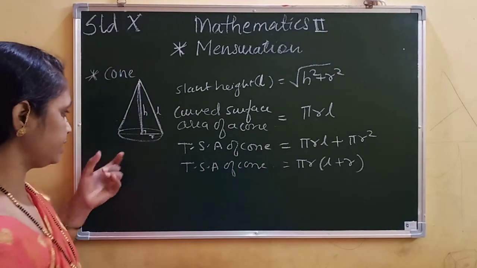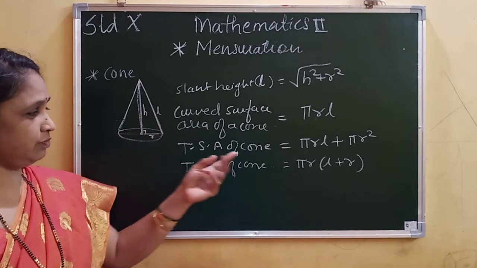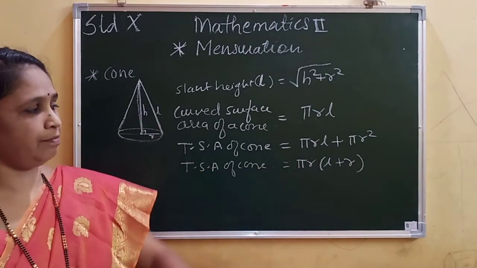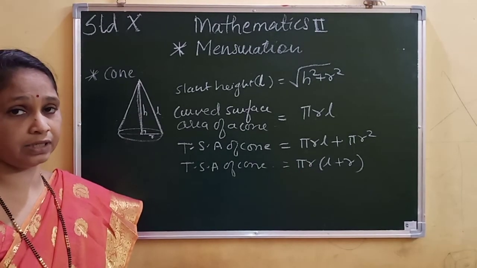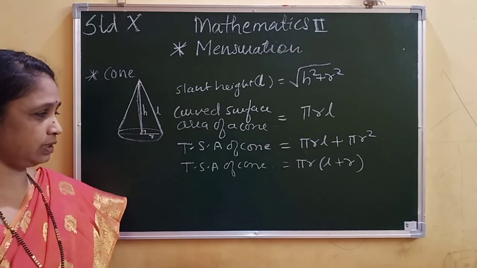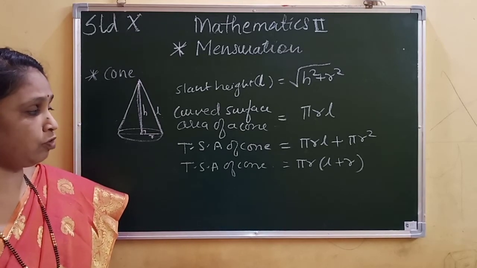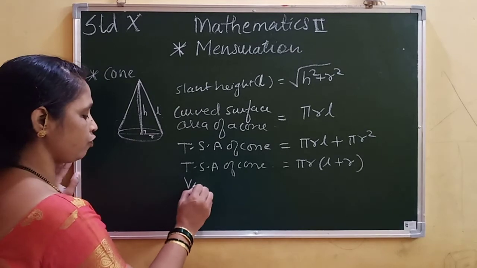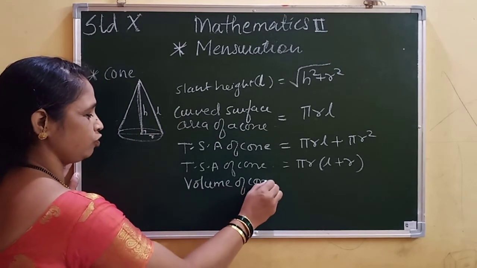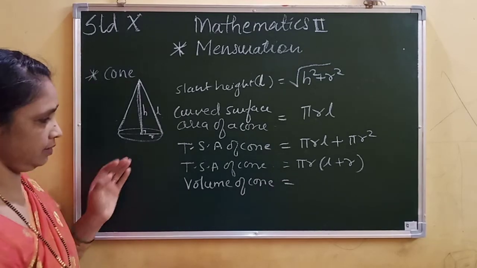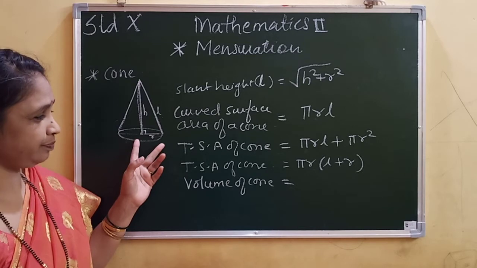Total surface area, see, curved surface area plus area of base means it will be pi r L plus pi r square. So here pi r will be common, so in bracket L plus r. This is the total surface area of a cone. Now we have to find the volume of a cone. Volume of a cone means its capacity.